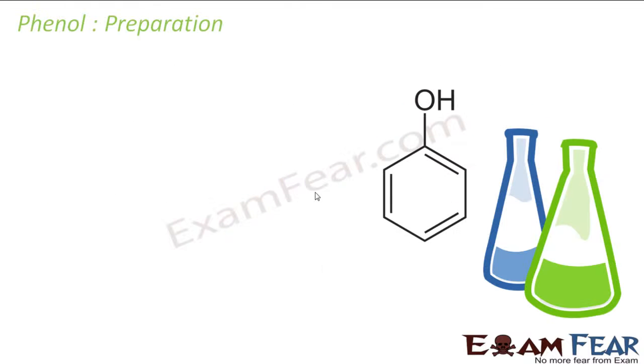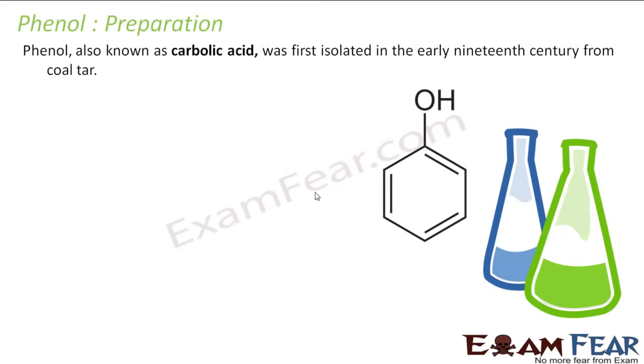Talk about phenols. We have discussed what is phenol. We'll discuss the preparation of phenol. So phenols are also called carbolic acid. Please note, it is called carbolic acid also. Why? Because it was first isolated from coal tar, very early 19th century. Since it was first isolated from coal tar, it's called carbolic acid.